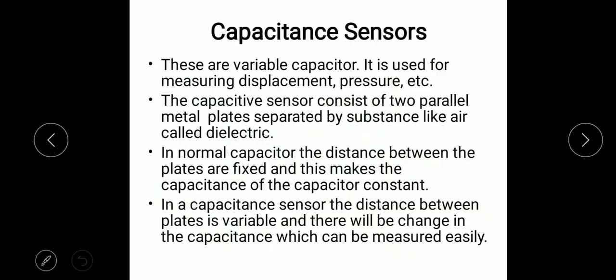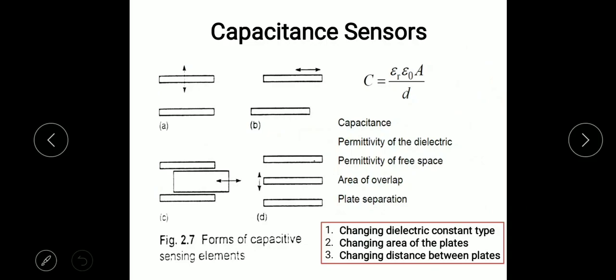Now we will discuss what is a capacitive sensor. Here we are using a variable capacitor. The main parts of a capacitive sensor are two parallel plates. You can see in figure A, there are two parallel plates that will be kept at a specific distance and filled with a dielectric material or medium in the middle. In a normal capacitor, these two parallel plates will be in a fixed position. Here we are using a variable capacitor, hence the top plate will be moved linearly.